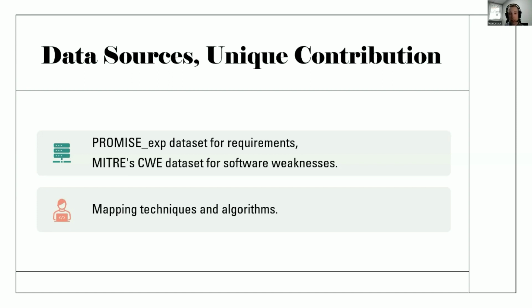For the common software weaknesses, we used MITRE's Common Weakness Enumeration, or CWE for short, a community-developed list of common software and hardware weakness types that have security ramifications. The unique contribution of this work lies in the mapping techniques and algorithms we used, which I will cover in the methodology section. Now that I've developed all the pertinent information, I will cover the precedents made by previous research that affected our work.